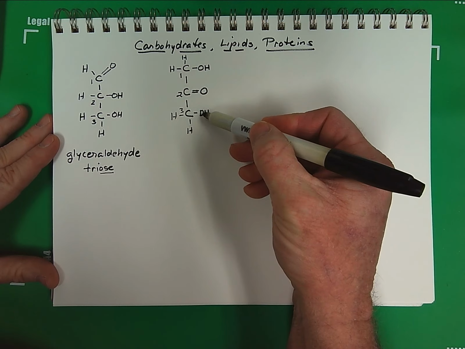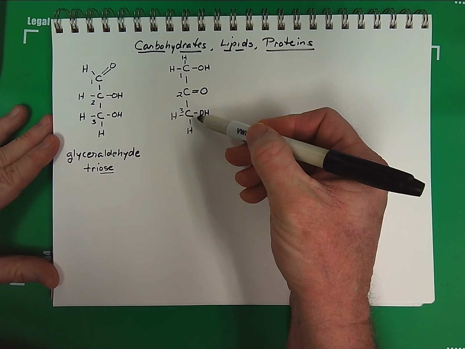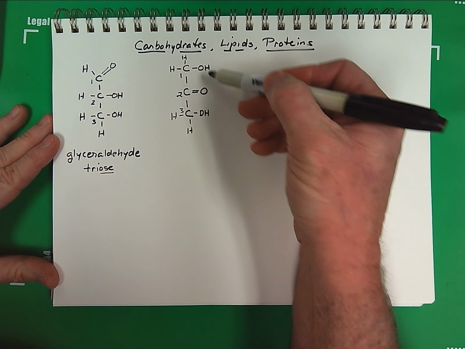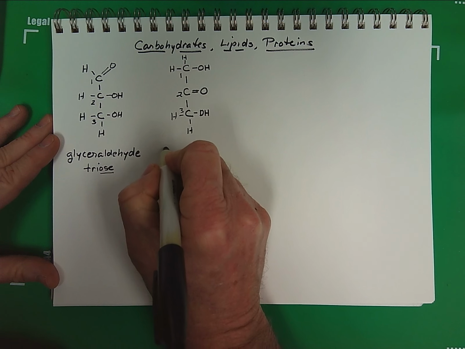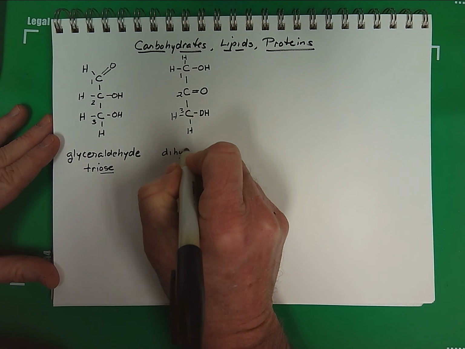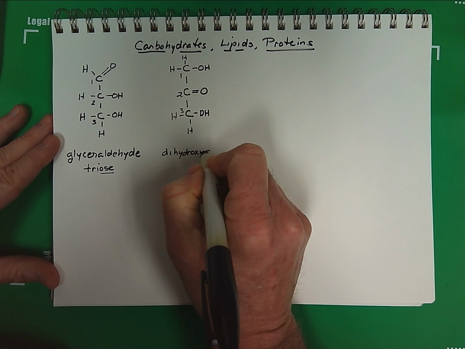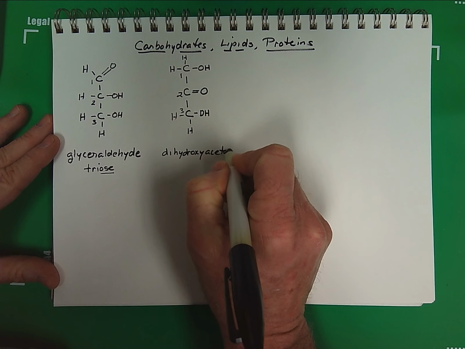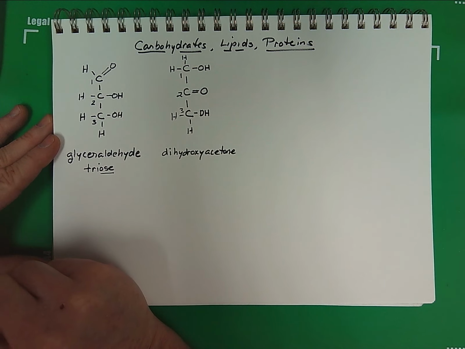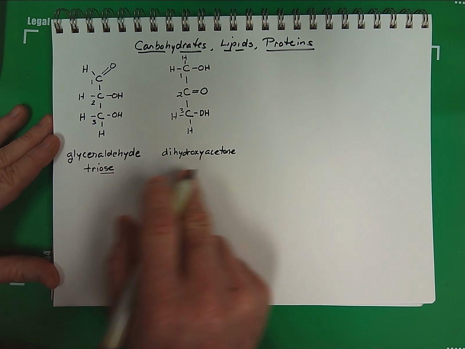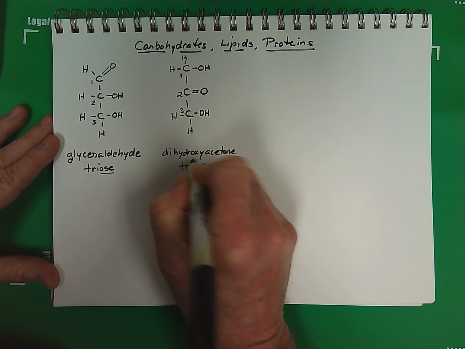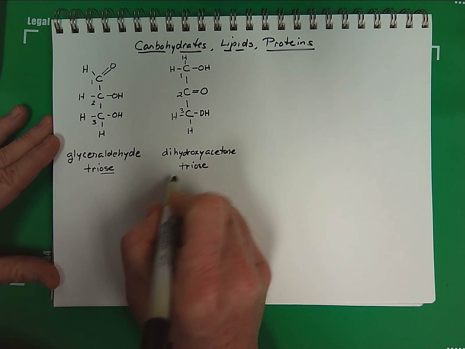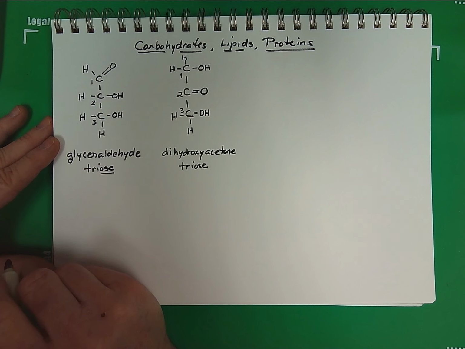Now the fact that we have 2 hydroxyls on the number 1 and 3 carbons makes this dihydroxyacetone. And so hence that is the name of this structure. Dihydroxyacetone. This structure is also a triose because it has a 3-carbon backbone.